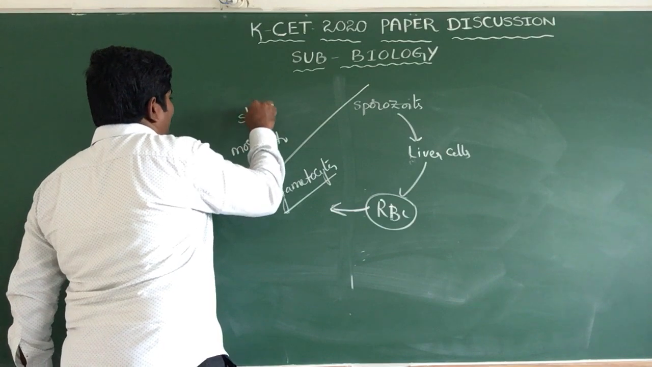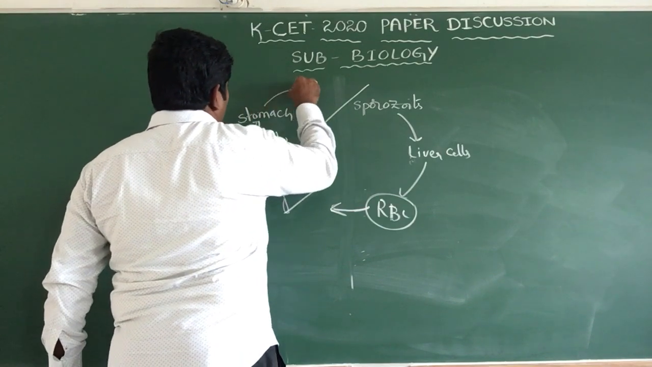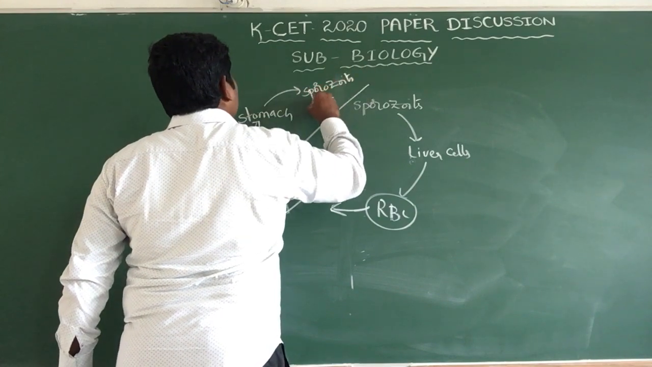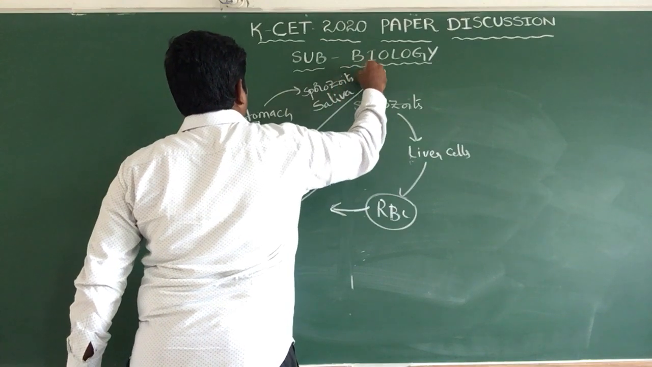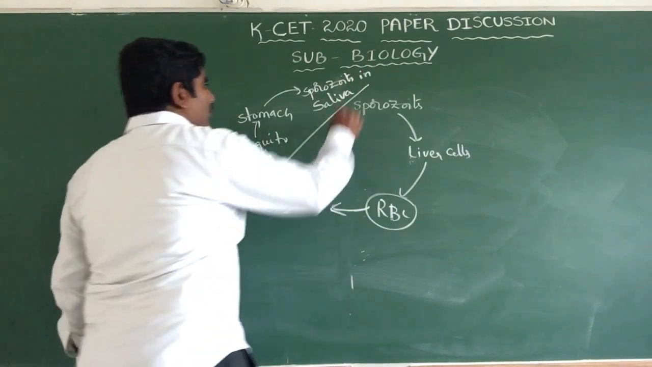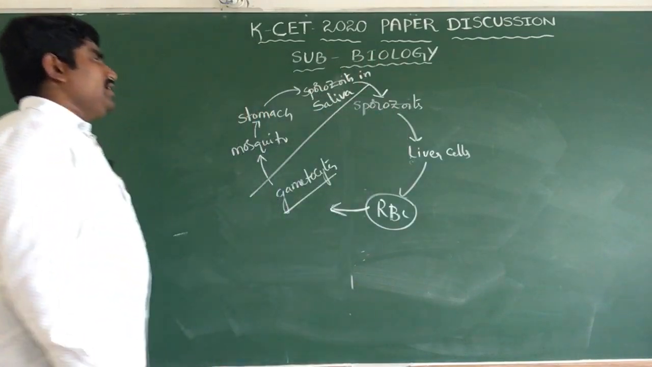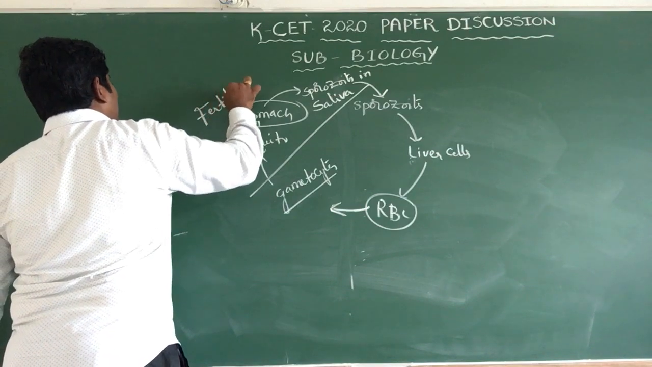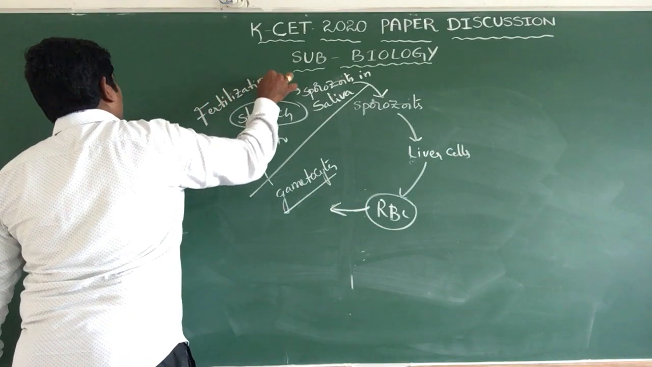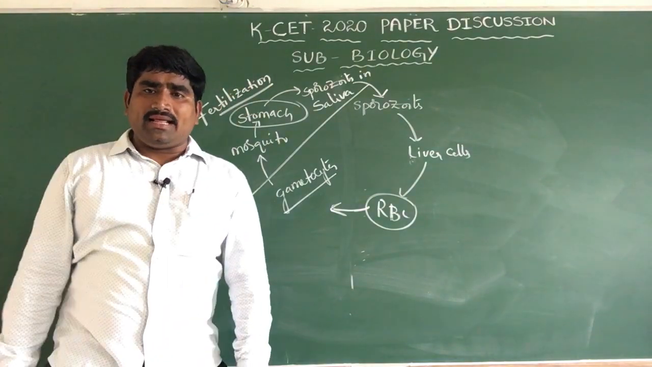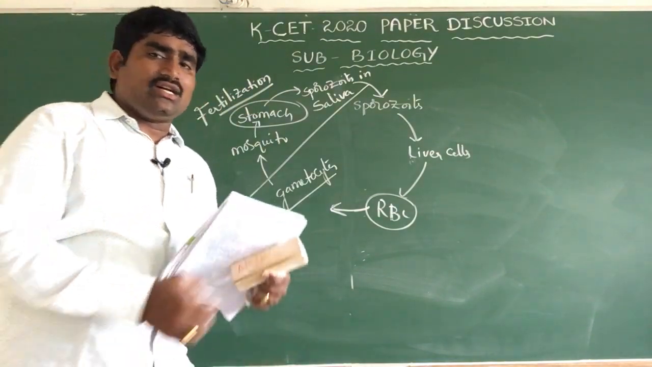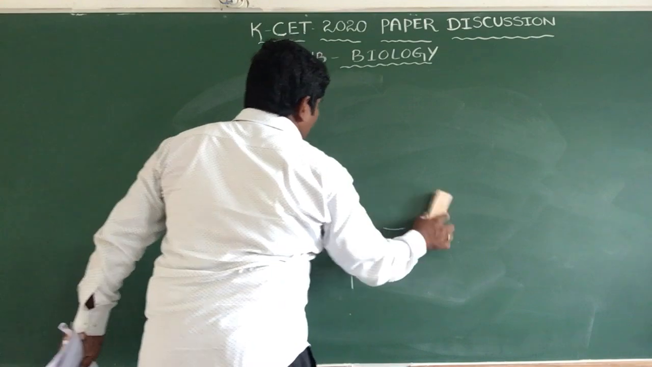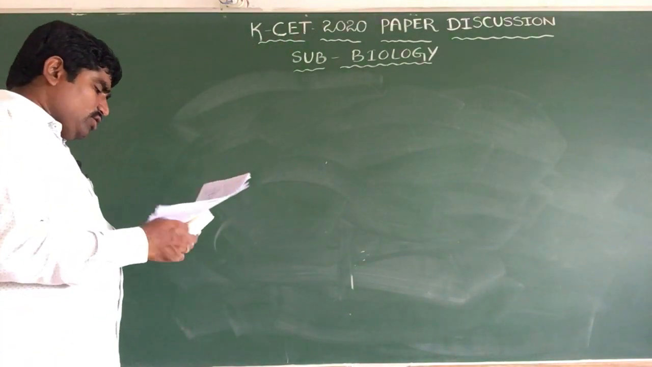Inside the mosquito stomach, fertilization happens. After fertilization, sporozoites form and come to the saliva. From the saliva, the sporozoites again enter the human liver. So fertilization happens in the stomach only. Clear or not? In the mosquito stomach only fertilization takes place. The answer is mosquito stomach.